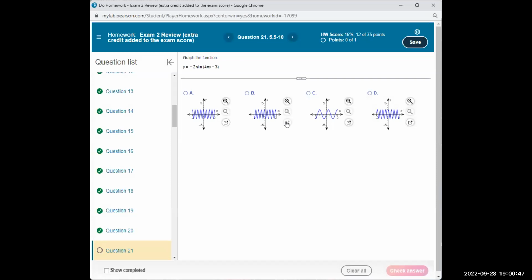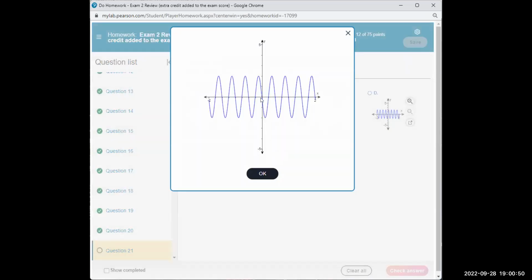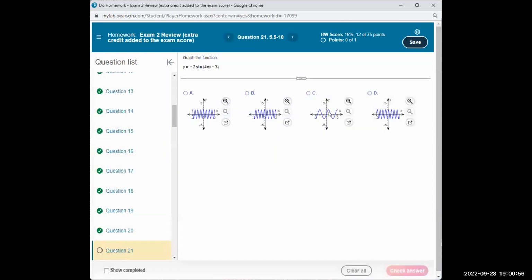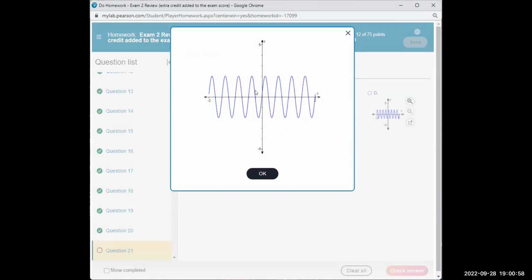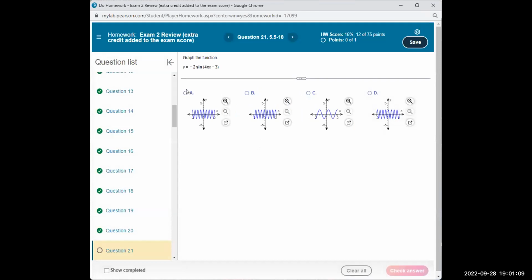Let me just make sure. This one has not been shifted to the right at all. So this one is out. And this one, the period is wrong. This one has not been reflected or shifted. This is just a classical sine wave with an amplitude of 2 and a period of 1/2. So it's definitely A.